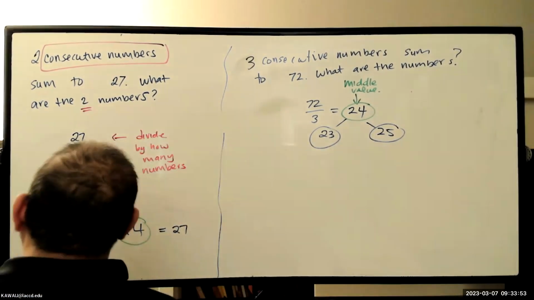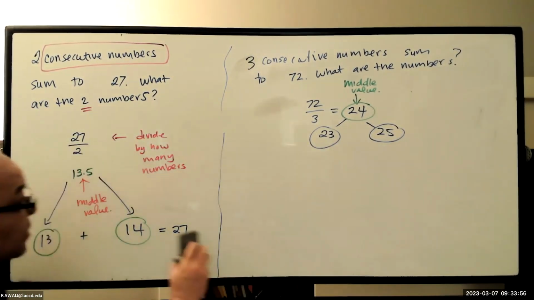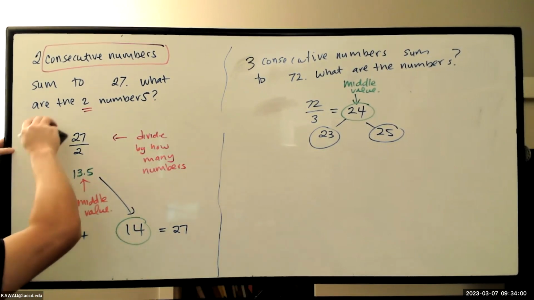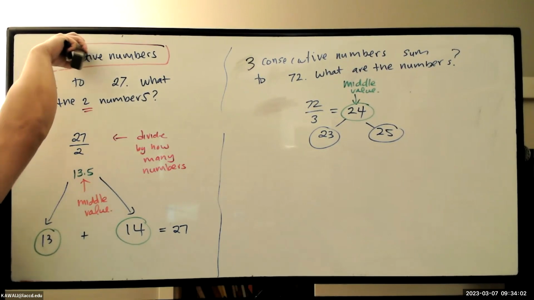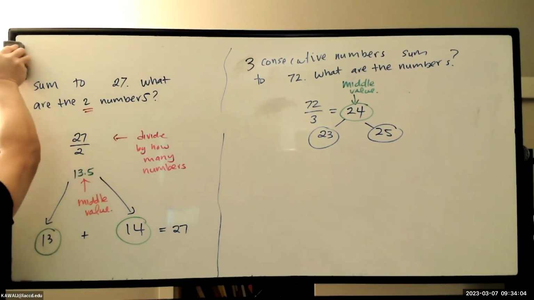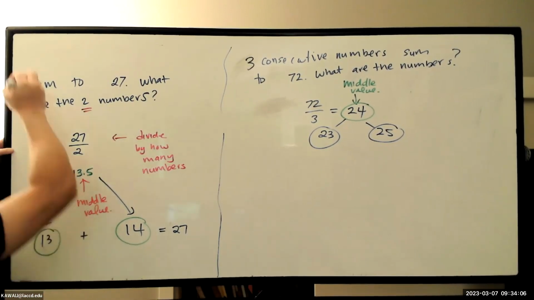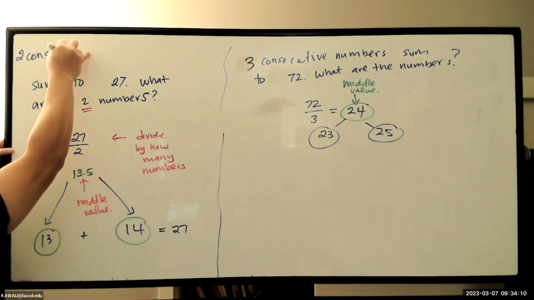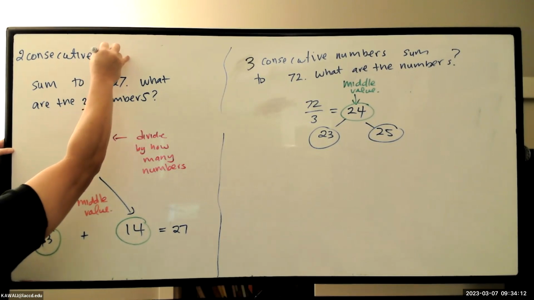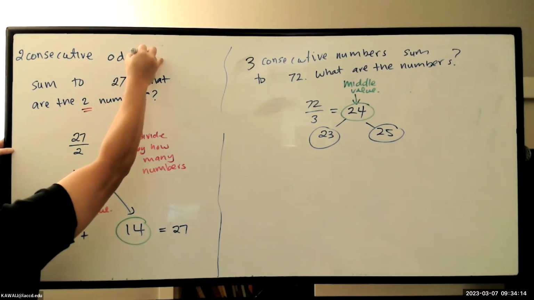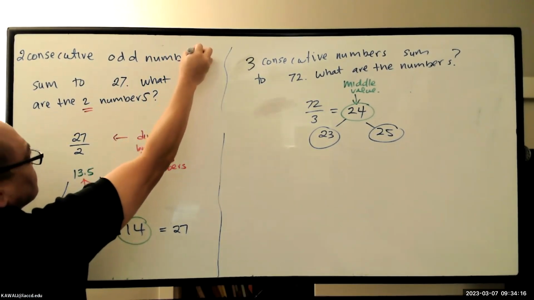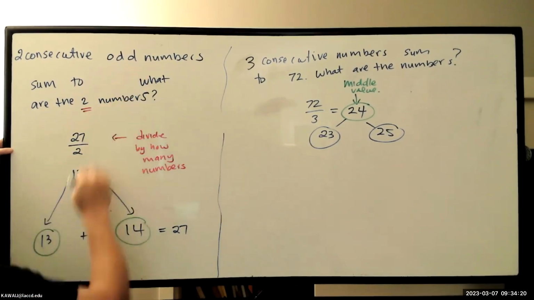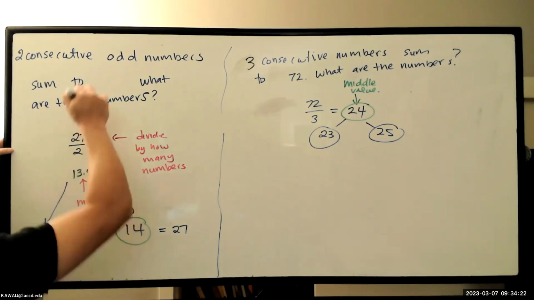Okay. Now let's do another one. Let's do 2 consecutive odd or 2 consecutive even. Okay. 2 consecutive odd numbers. The sum is 64.